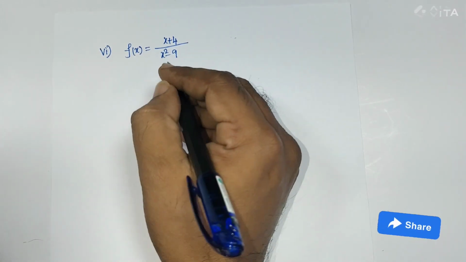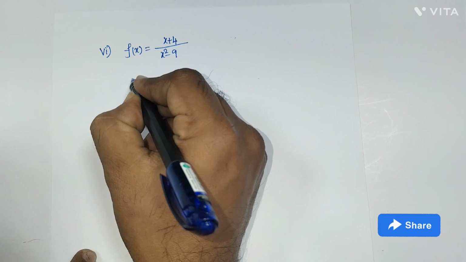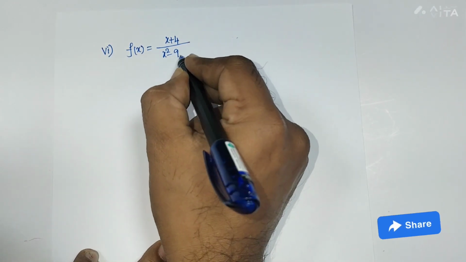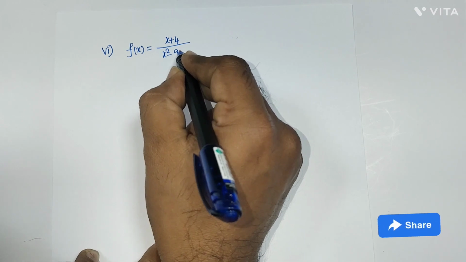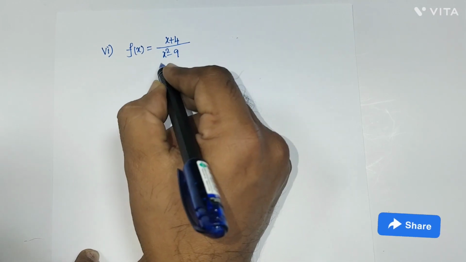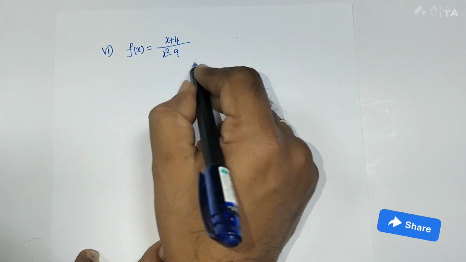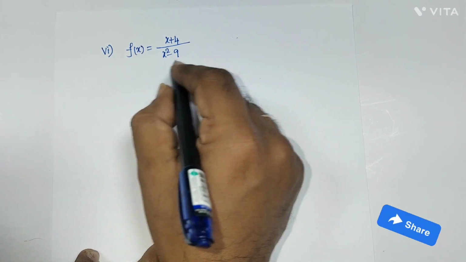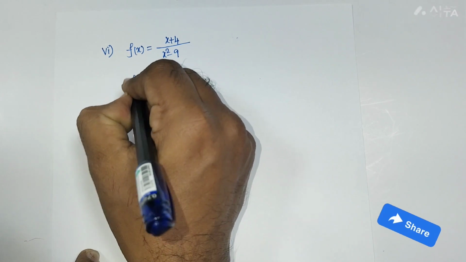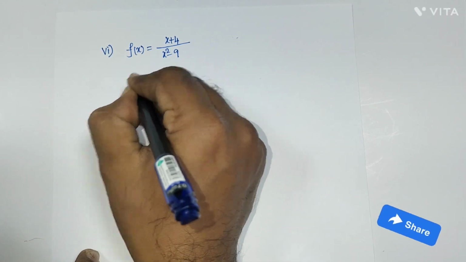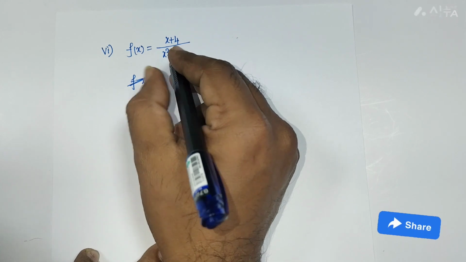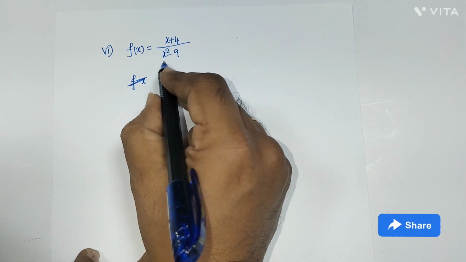So next one, f of x equal to x plus 4 divided by x square minus 9. Here you have a function in both numerator and denominator, so this is called a quotient function. Here also we have to apply the numbers carefully, because the denominator is also a function of x. So I am writing f of x equal to x plus 4 divided by x square minus 9.